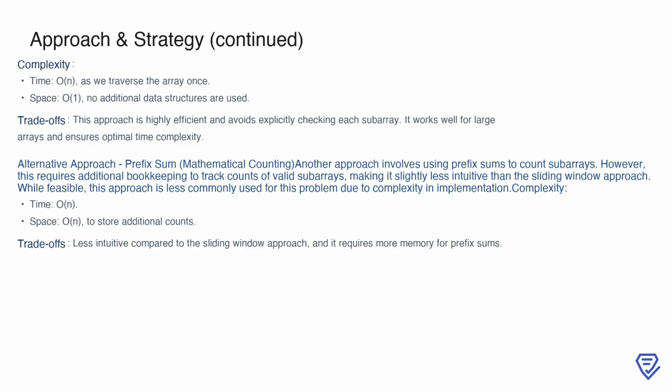While the sliding window approach is intuitive and efficient, an alternative method involves using prefix sums for mathematical counting. This approach requires tracking the counts of valid subarrays using additional bookkeeping. While it also runs in O(n) time, the need for extra memory increases its space complexity to O(n). This added complexity and memory usage make it less favorable compared to the sliding window technique. Despite being a valid solution, the prefix sum method is less commonly employed due to its reduced clarity and simplicity.